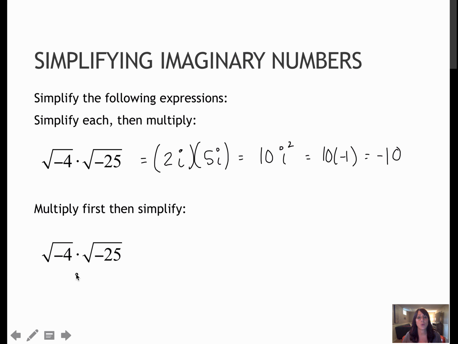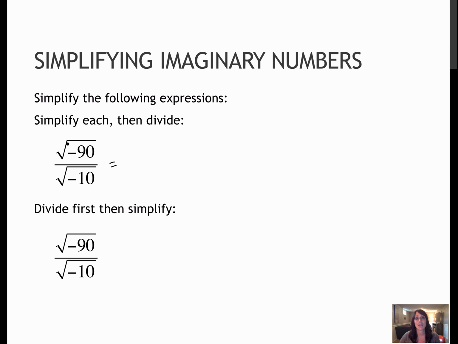When I do it the other way, however, if I multiply first, -4 times -25 gives me +100, and the square root of 100 is 10. This is an incorrect answer, and -10 is correct. So just be careful when you're dealing with those negatives on the inside of radicals, that you keep in mind that you might end up with some i values, imaginary values.